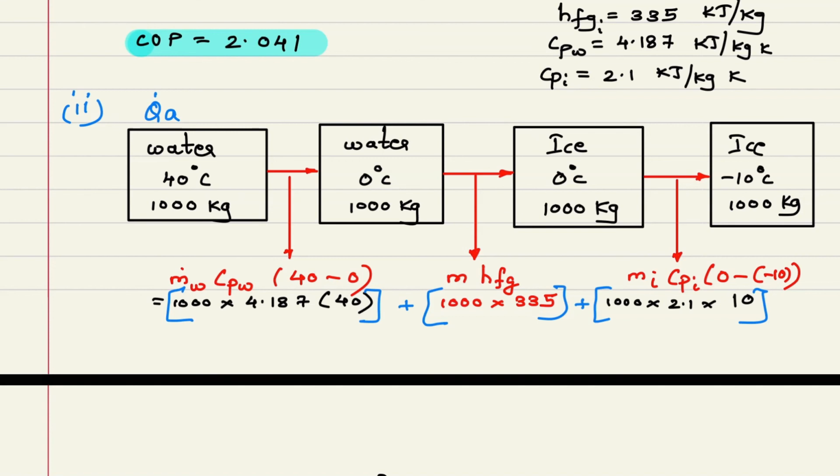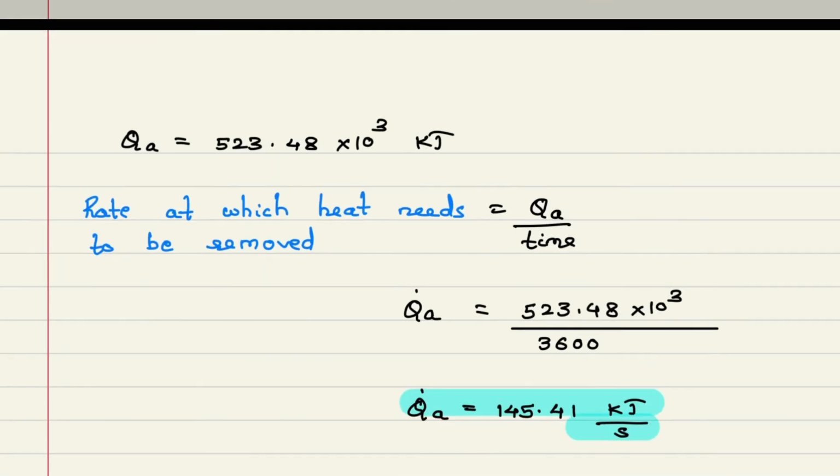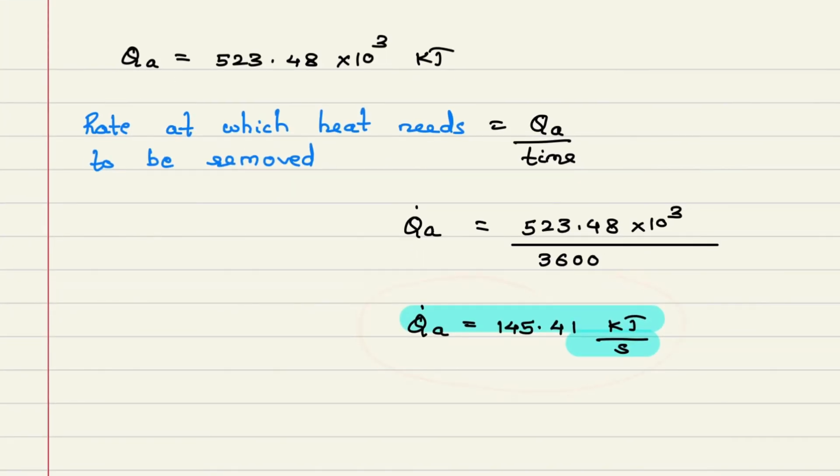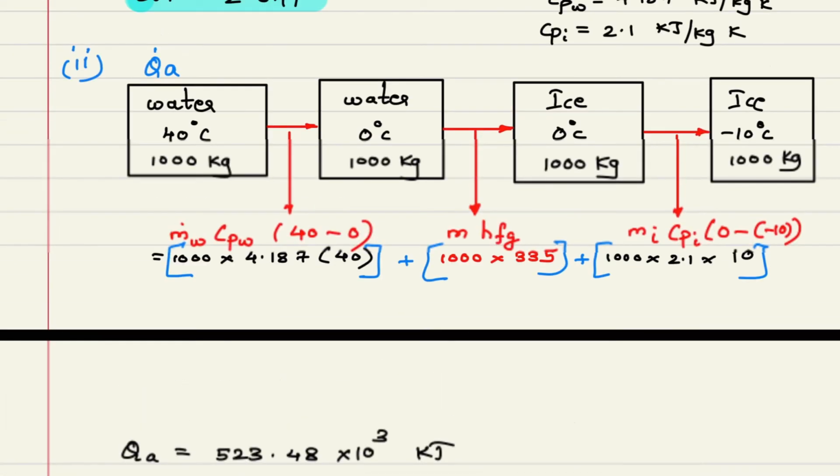So if this much amount of heat is removed, then only 40 degrees Celsius water, 1000 kg, will get converted to ice at -10. Okay, this is the meaning of this Q dot A. So this much amount of heat per second has to be removed. Then only we will get ice in 1 hour. Okay. Now next question.